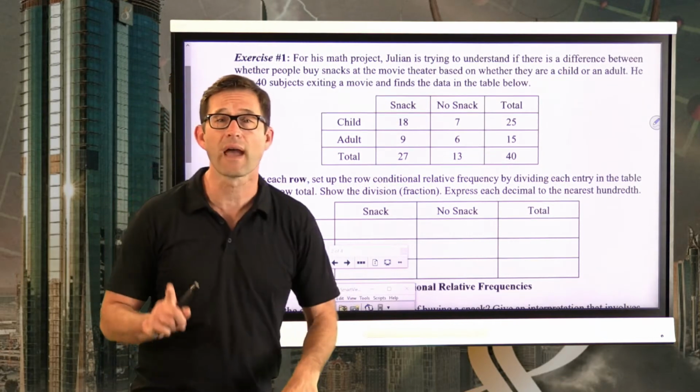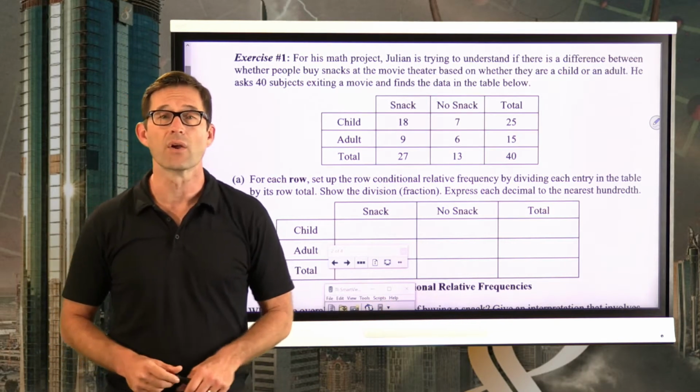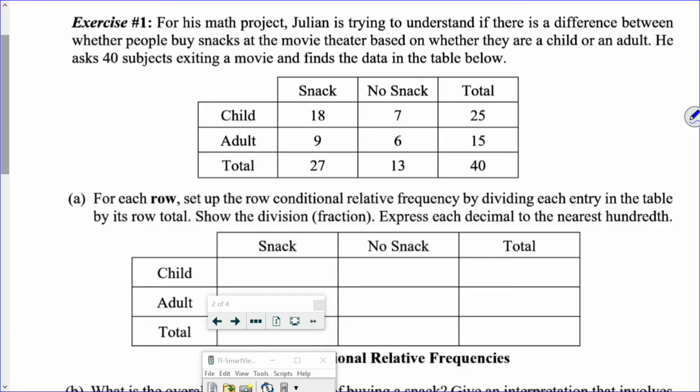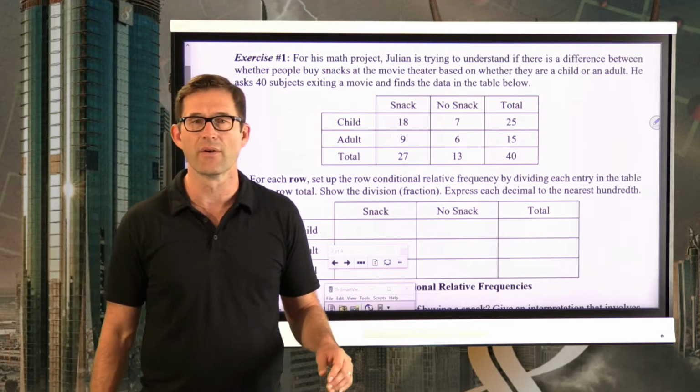Make sure to have your calculator available for this lesson. I got mine buried down here, but we're going to need it quite a bit. Let's take a look. For his math project, Julian is trying to understand if there's a difference between whether people buy snacks at the movie theater based on whether they are a child or an adult. He asks 40 subjects exiting a movie and finds the data in the table below. All right, so let's talk about the data and then we'll get into letter A.